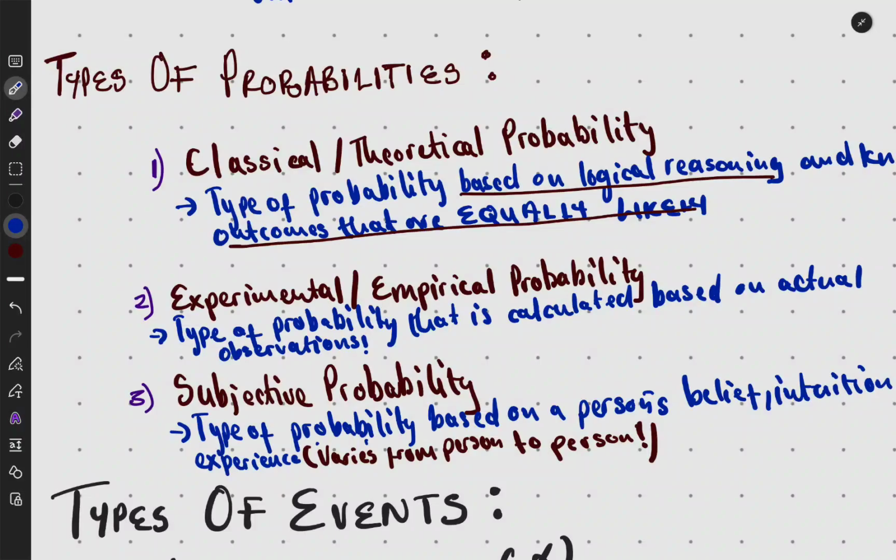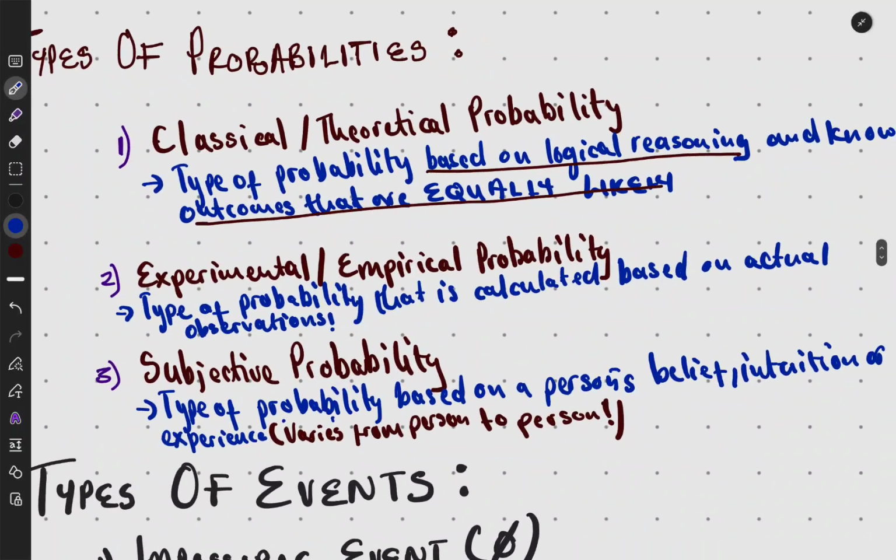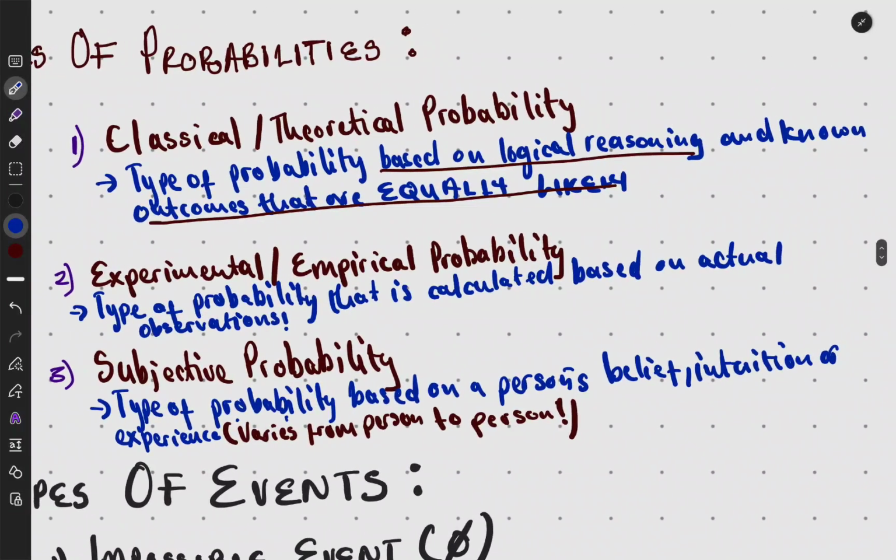Number 1 is the classical or theoretical. Classical or theoretical probability is a probability that is calculated based on logical reasoning. It is based on reasoning and math, on calculation. What makes us able to reason it out and find the probability is that the outcomes are equally likely. It's like flipping a coin. There is a 50% chance of getting a head and a 50% chance of getting a tail.